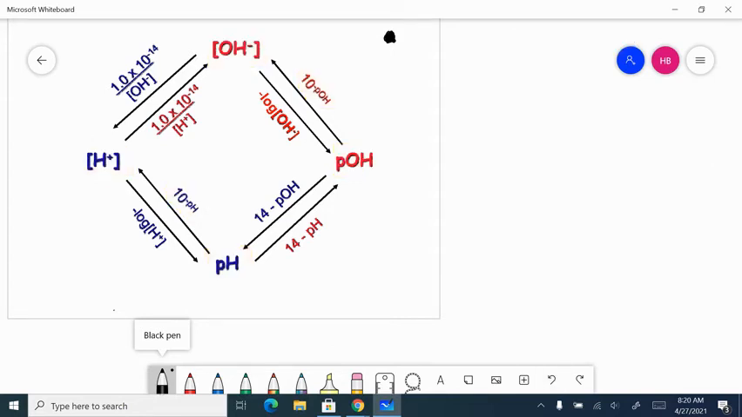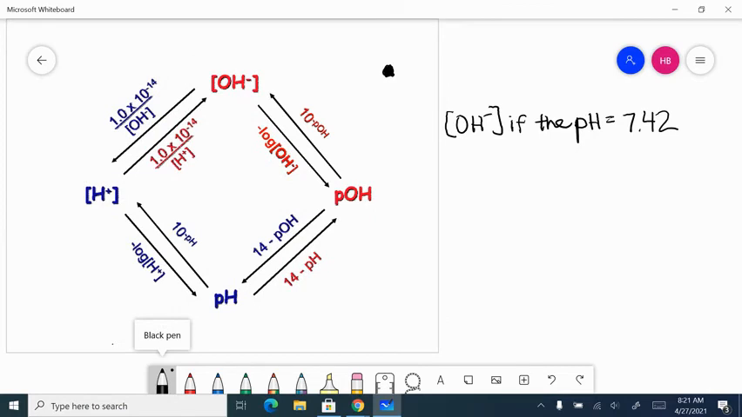A two-step problem would be if they asked you to find things that aren't next to each other and there's no arrows drawing to each other. So for example, there's no arrow that goes across like this or across like that. So if they asked you to find the concentration of H plus given the pOH, or the pH given the concentration of OH minus, you would have to do a two-step problem. We're going to find the concentration of OH minus if the pH is 7.42. So in this case, you can go either way.